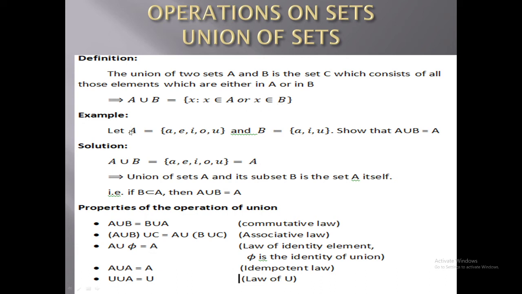If we take the set A equal to {a, e, i, o, u} and B equal to {a, i, u}, A union B equal to A. We are getting A union B equal to A. So the union of set A and its subset B is the set A itself here. If B is a subset of A, then A union B equal to A. From this we can understand if B is a subset of A, then A union B must be equal to the set A.